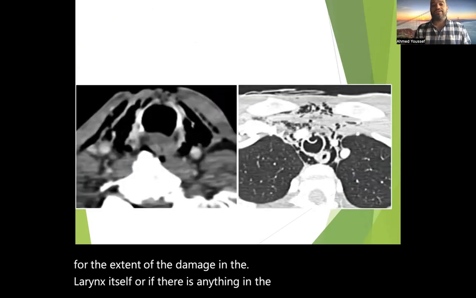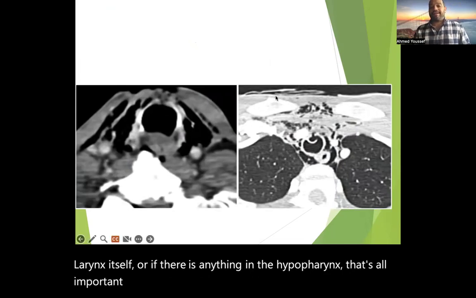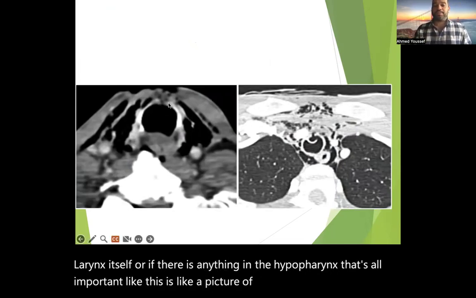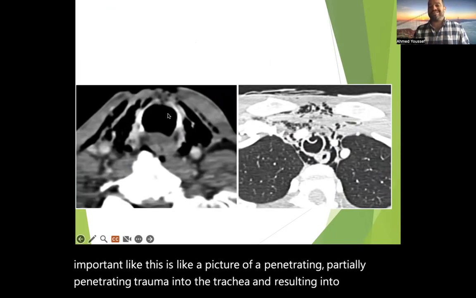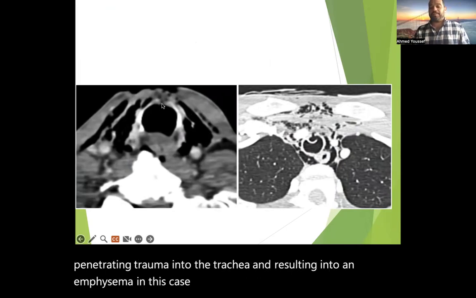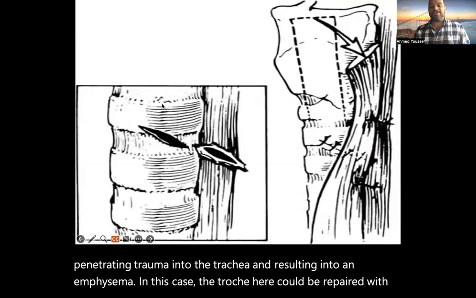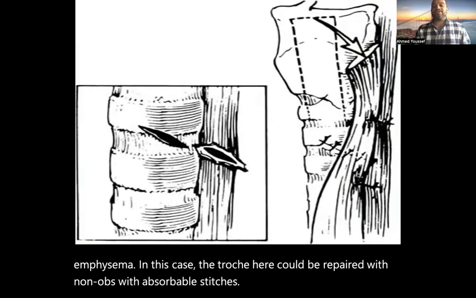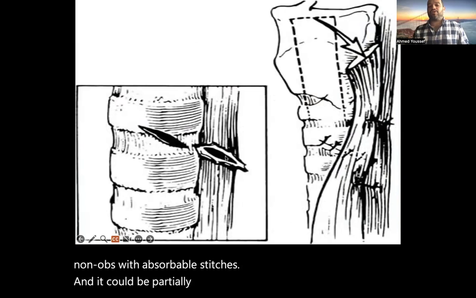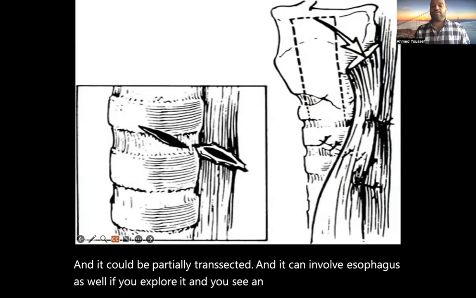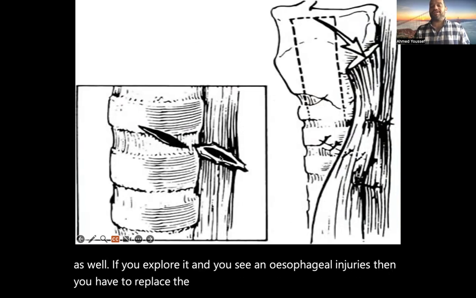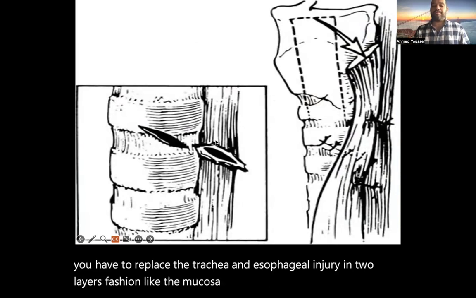That's all important. This is a picture of a partially penetrating trauma into the trachea resulting in an emphysema. In this case, the trachea could be repaired with absorbable stitches, and it could be partially transected, and it can involve the esophagus as well. If you explore it and you see an esophageal injury, then you have to repair the trachea and esophageal injury in a two layers fashion, like the mucosa inverted and a muscle on top.